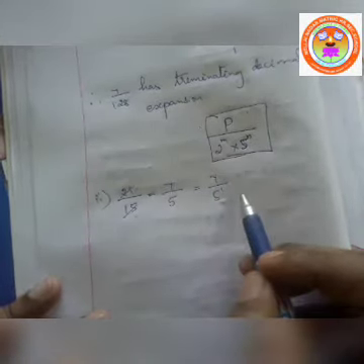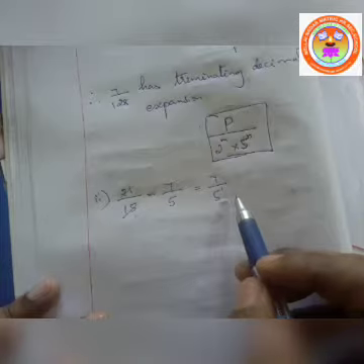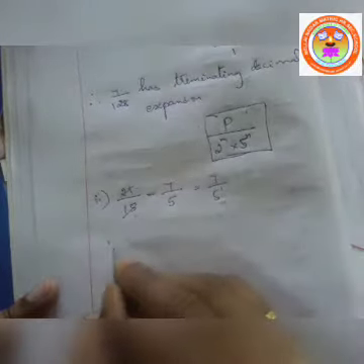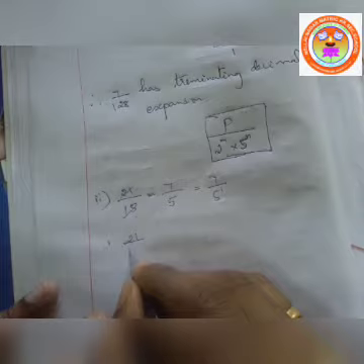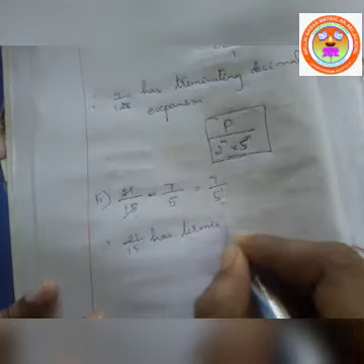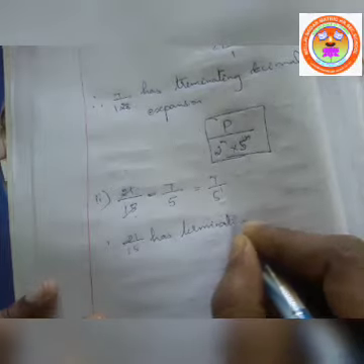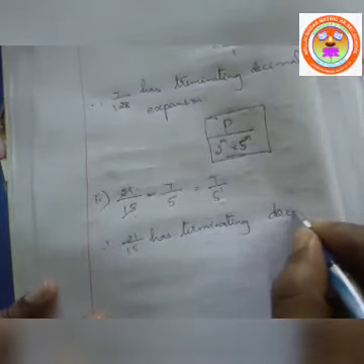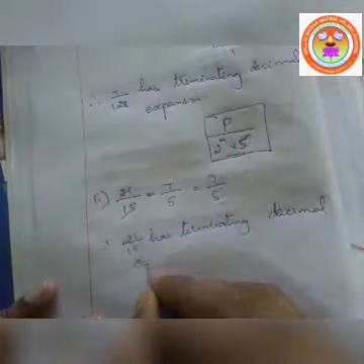So if the denominator is in powers of 5 or powers of 2, then 21 by 15 has a terminating decimal expansion.